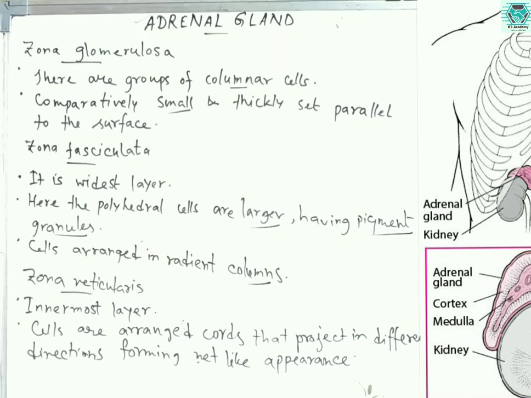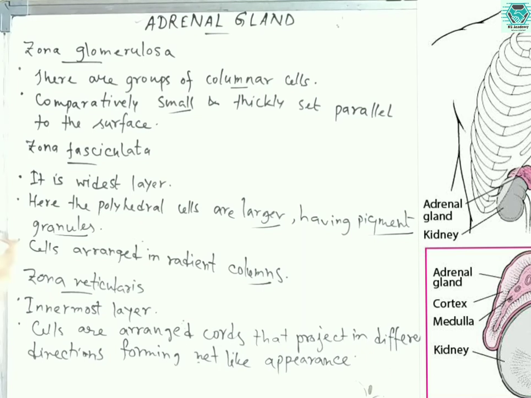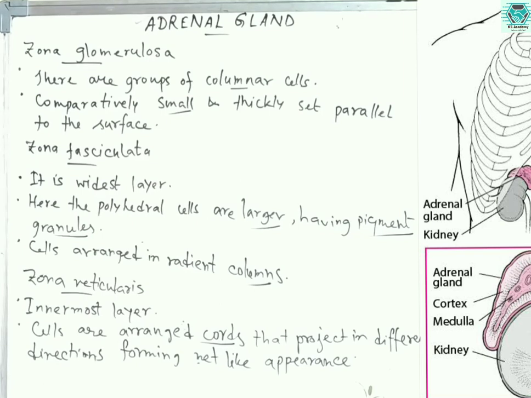Moving to the reticularis, which is the innermost layer, there the cells are arranged in cords, which project in different directions, and they form a net-like appearance. So these three layers are visible under the microscope when we get a TS and stain it properly. And the three kinds of cells also release three types of corticoids.